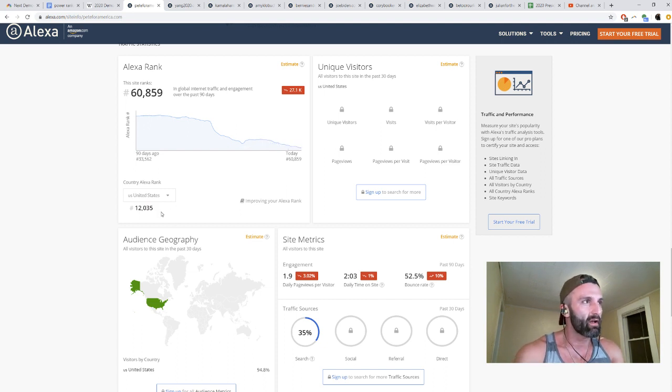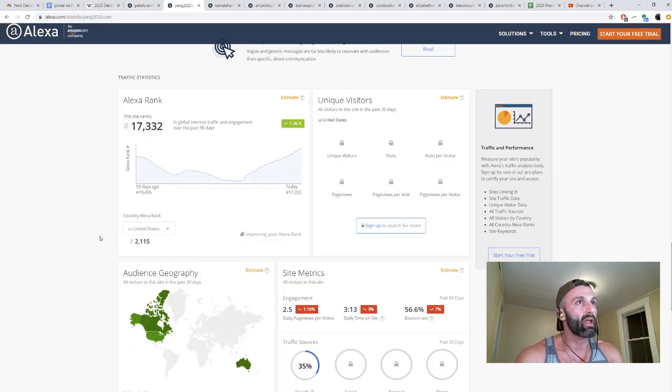But anyways, he's got a U.S. ranking of 12,000, 1.9 page views, 2.03 for the amount of time. These are all down. I'm not giving the direction too much weighting right at this moment. Although over this 90-day period, you can see that his global ranking is down 27,000 spots. That's pretty substantial. Let's take a look at Andrew Yang.